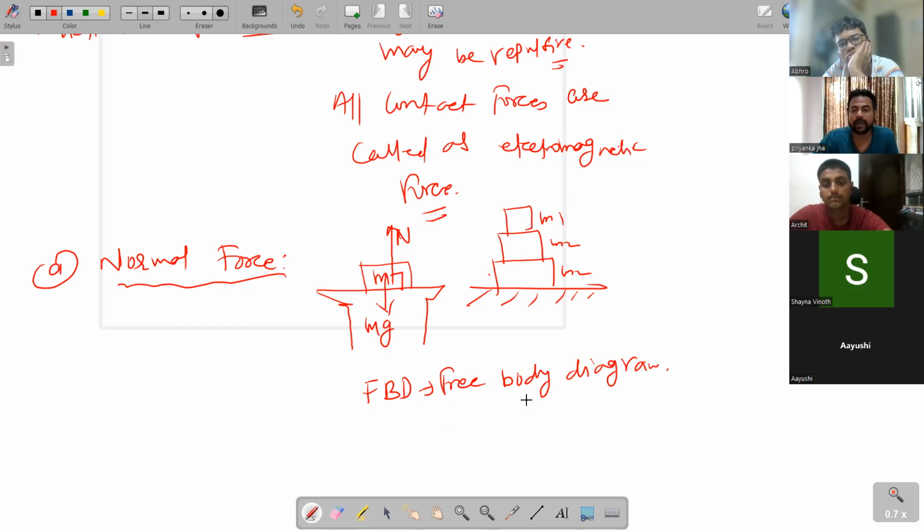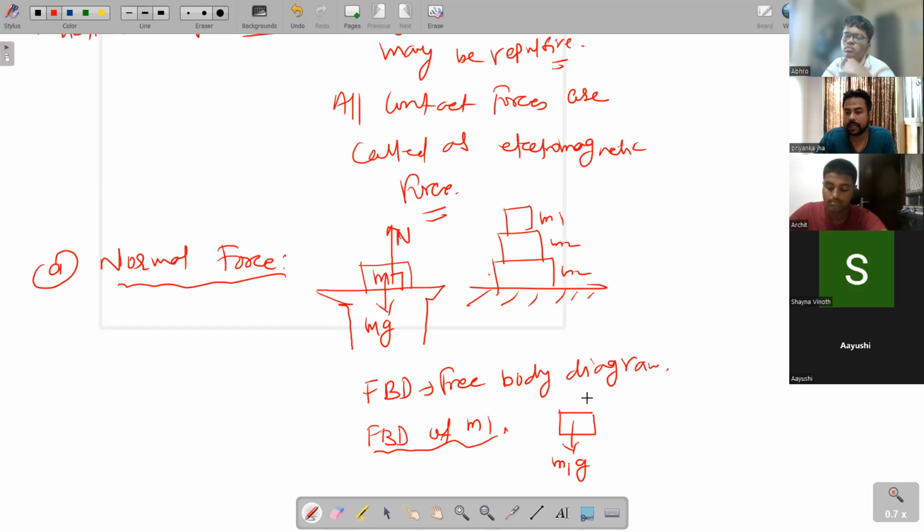Suppose I draw the FBD of mass m1. So you have to see which forces are acting on mass m1. On this block, one force is definitely working, that is force due to gravity. The other force will be exerted by mass m2, because mass m1 is in touch with mass m2. So mass m2 will apply a force to balance m1g. That is called the normal force between m1 and m2.